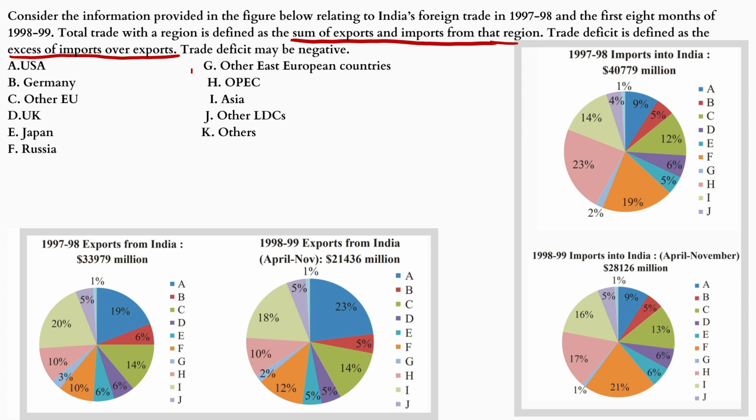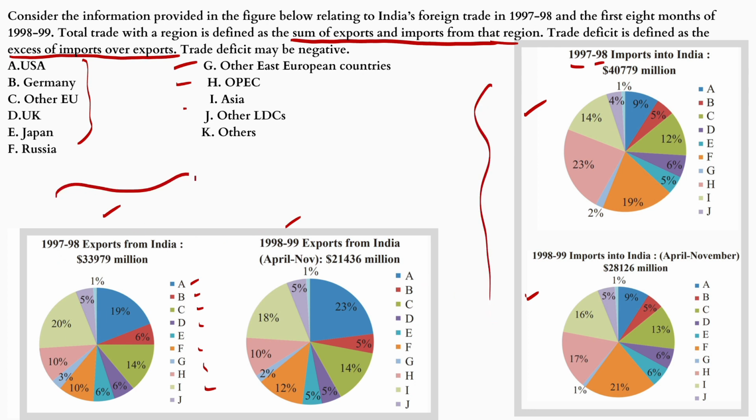Okay, so here trade deficit may be negative, and USA, Germany, other EU countries, UK, so all the countries are there. Okay, so they are represented with some alphabet, like here, see. So 97 to 98, the imports into India. Okay, so these two pie charts represent the imports of 97 to 98 and that of 98 to 99, and these two pie charts represent the exports from India, that's for the years 97 to 98 and 98 to 99. So these two are for imports and these two are for exports.